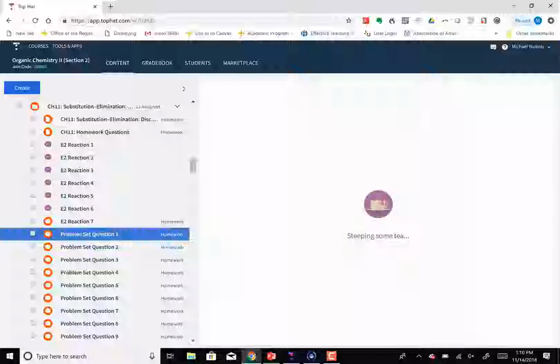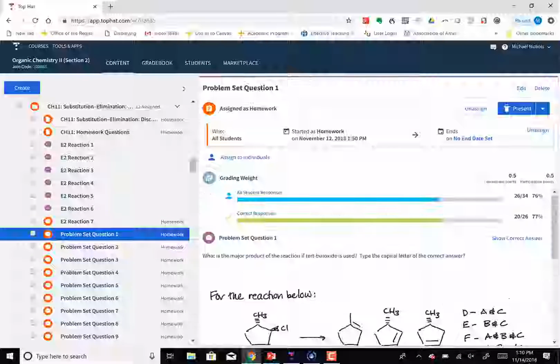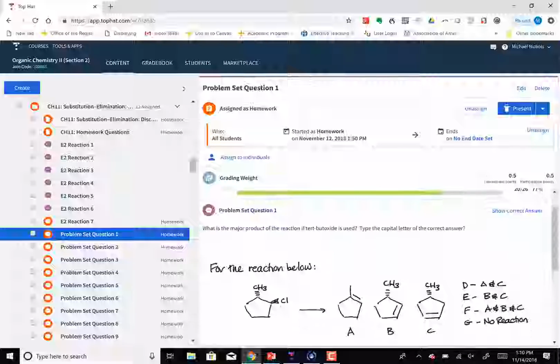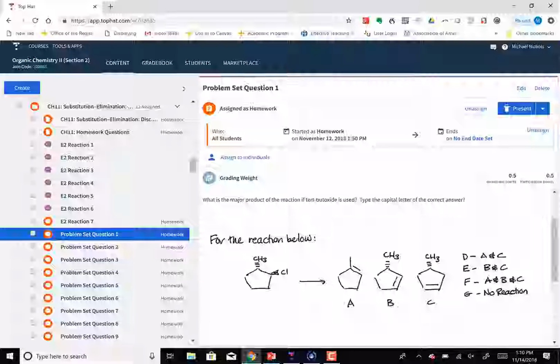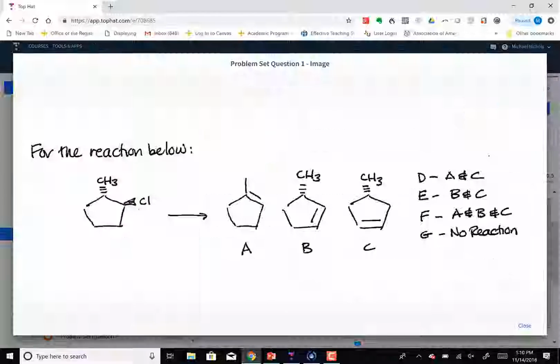So now some more of my problems. This one was 77% correct. For this reaction, we're going to use tertiary butoxide. If I use tertiary butoxide on this alkyl halide, which product was the major product? No reaction. No reaction.